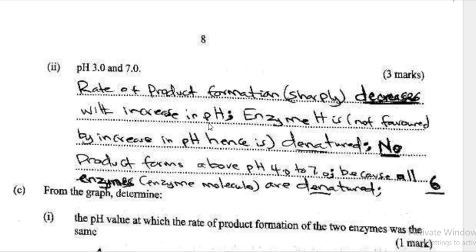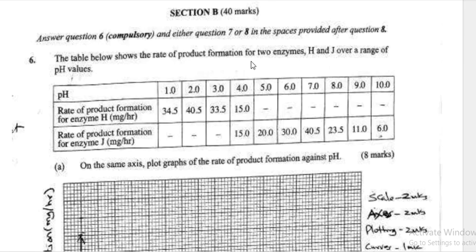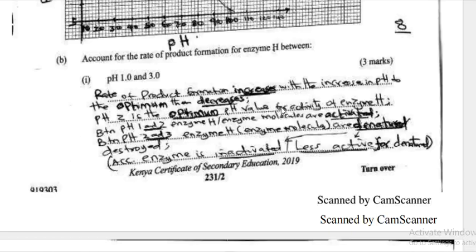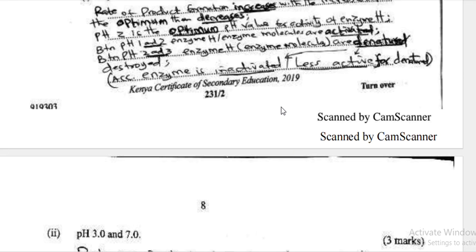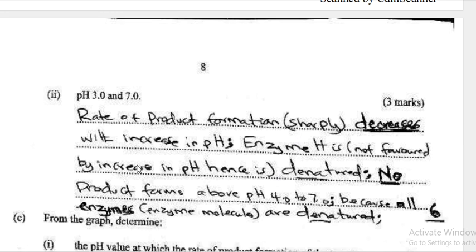Then Roman 2, pH 3 and 7. Let's look at 3 and 7. You can see that 3.5, 15, then there is nothing. Let's explain. Rate of product formation sharply decreases with an increase in pH. Enzyme H is not favored by increase in pH, hence it is denatured, and no product forms above pH 4 to 7 because all enzymes are denatured.